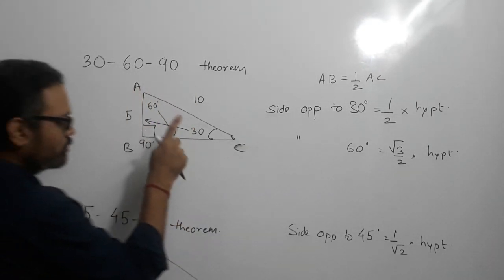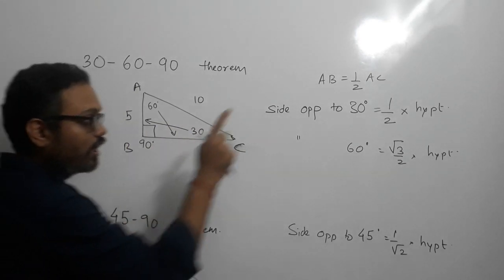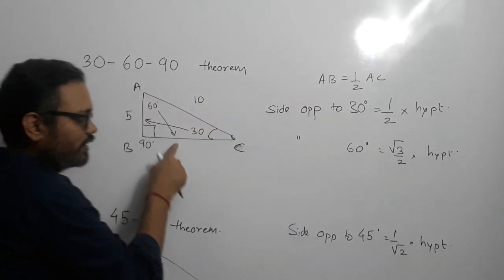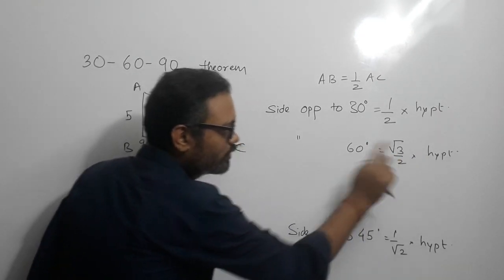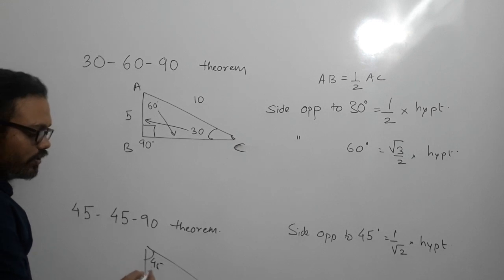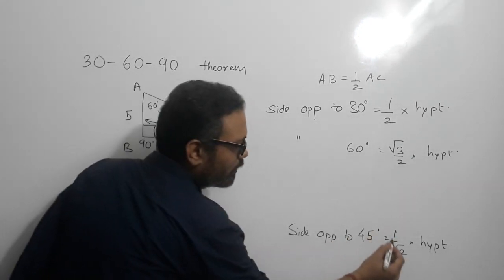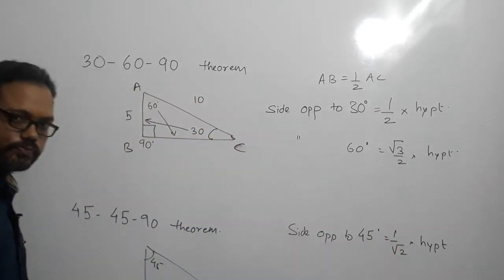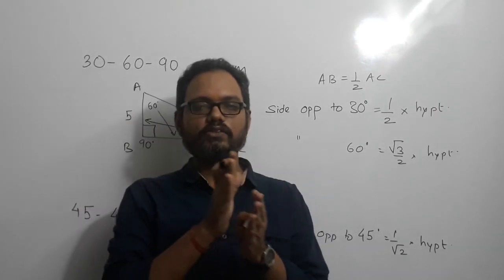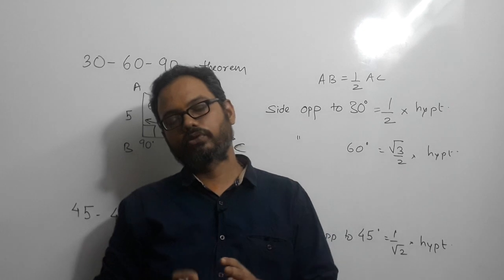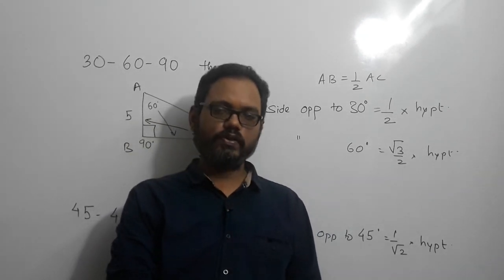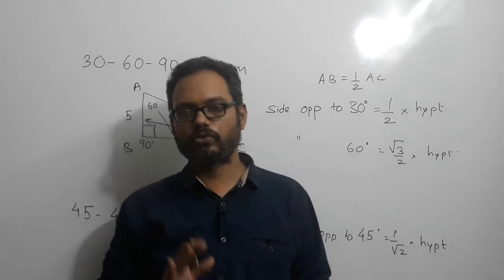First is the side opposite to 30. How much is it? Half of the hypotenuse. Whatever is the value of the hypotenuse, it's half of it. The side opposite to 60 is root 3 by 2 of the hypotenuse. What is the value of the side opposite to 45 degrees then? It is 1 by root 2 of the hypotenuse. Understood? It's just a formula. Side opposite to 30 degrees, half of the hypotenuse. Side opposite to 60 degrees, root 3 by 2 of the hypotenuse. Side opposite to 45 degrees is 1 by root 2 of the hypotenuse.